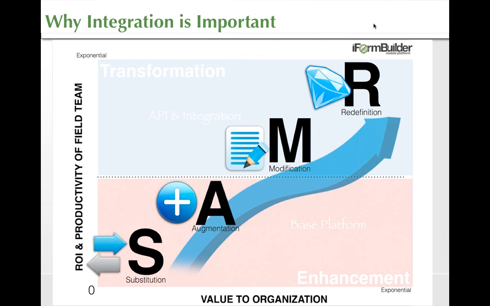So as you go through your integration processes and planning, think about the SAMR model, because it's really the trajectory of where you want to go. And the redefinition is really all about automation. All about automation starts with the API. So with that, Barrett, please continue.